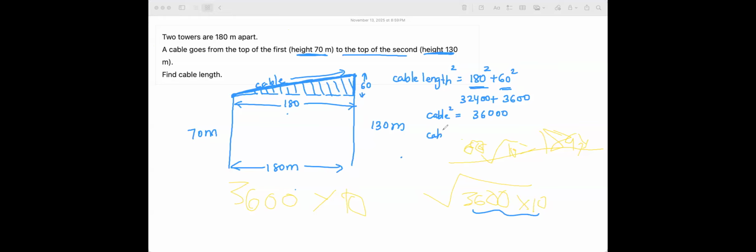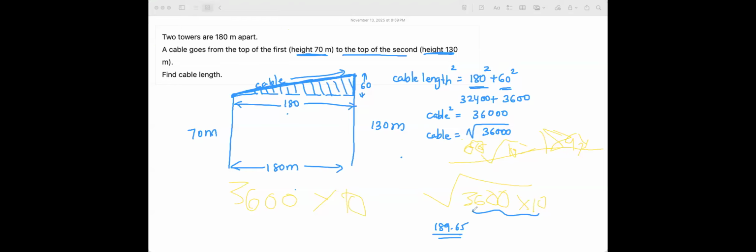So the cable is the square root of 36,000. Saket, how did you simplify this to 189.65? Can you tell us? I don't know how to really put the square root, the actual. I'll help you on that. Saket, do you have any way of doing it?